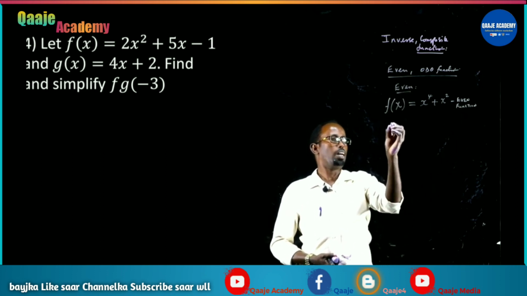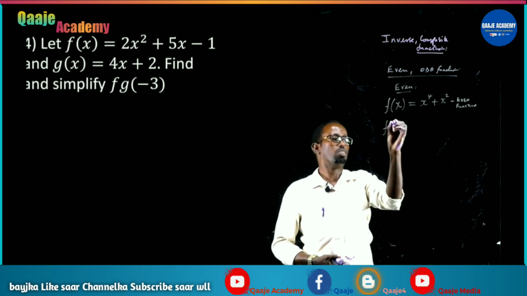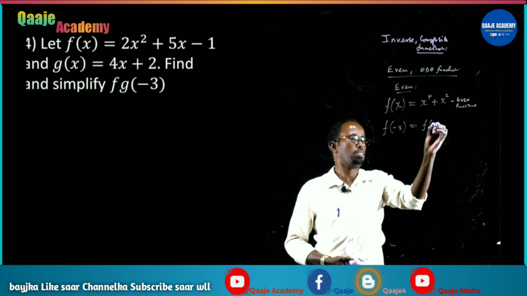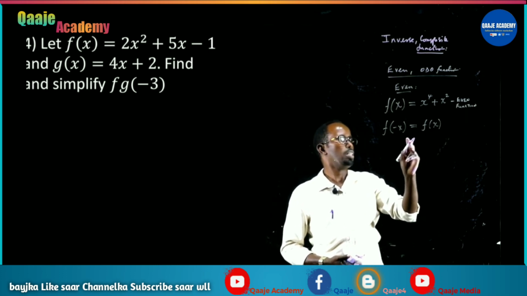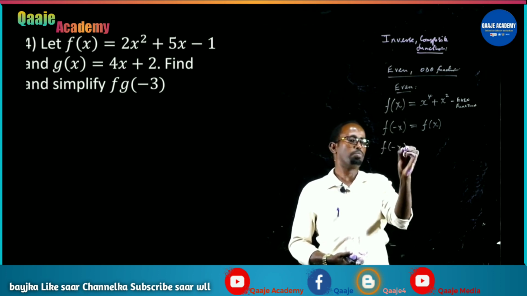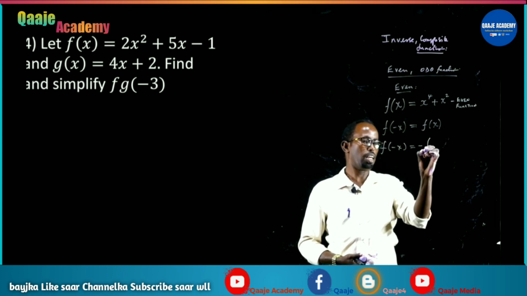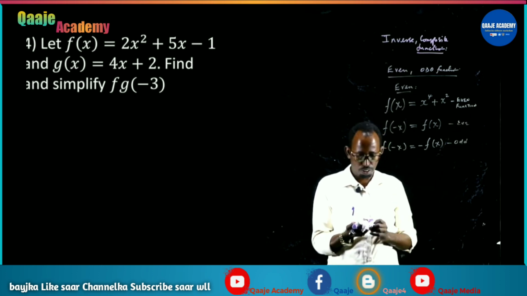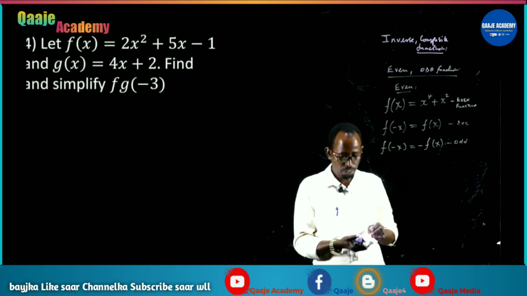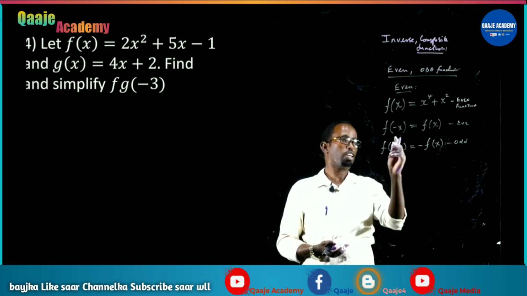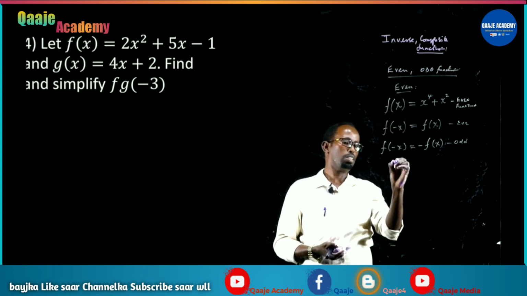For example, I will substitute with negative x. So if f of negative x is equal to f of x, if these two become the same, then that one becomes an even function. And if, for example, f of negative x is equal to negative f of x, this one becomes an odd function. This is the general formula for even and odd functions. Let me give you an example of each. The first one is the even function. If you substitute negative x, what happens?